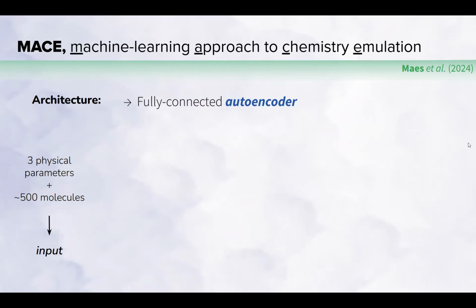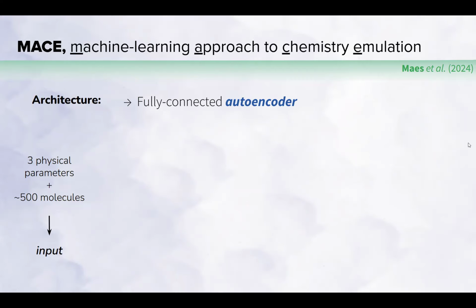All right, so for Maes, I will talk now a bit about the architecture of this emulator. The issue with chemistry is that we have a lot of input parameters. We have the physical parameters, which is only 3, that's okay. But if you want to include a lot of species, for example, in this case, we want to include 500 different molecular species, it's quite a big parameter space.